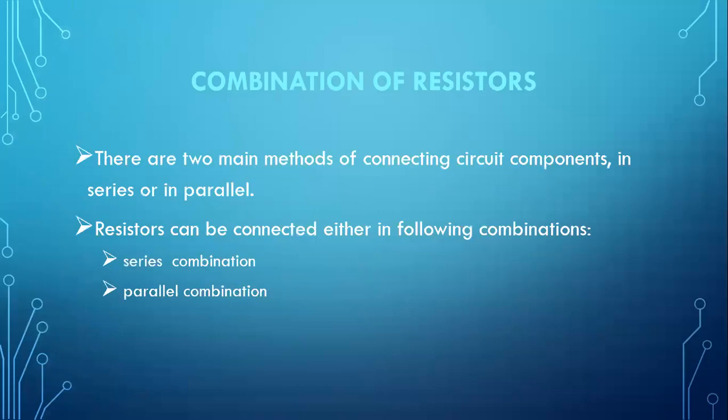When you talk about combination of resistors, this is just another kind of connection of components within a circuit. Now, there are two main methods of connecting circuit components, which are in series and in parallel. So simply you can connect your various circuit components like a bulb, the ammeter or voltmeter, the resistors, and so on, by using these two main methods, series or parallel. But there are other kinds of methods.